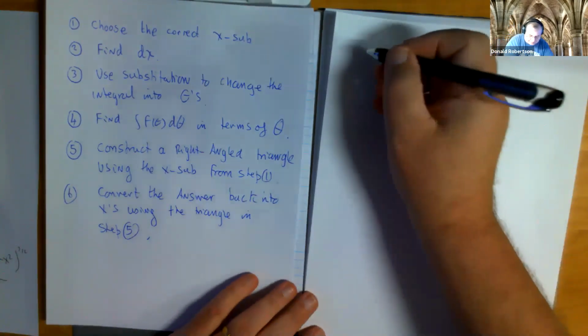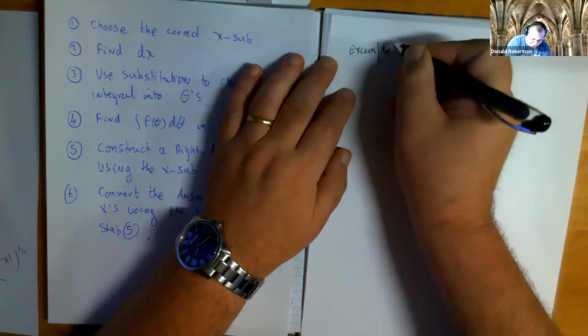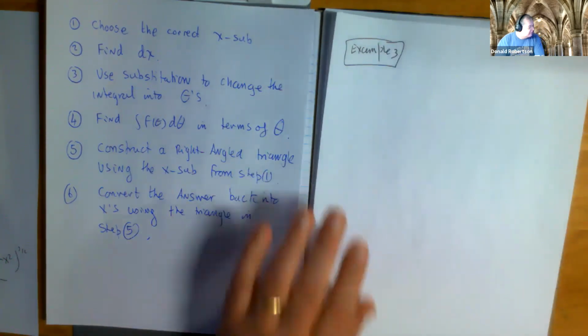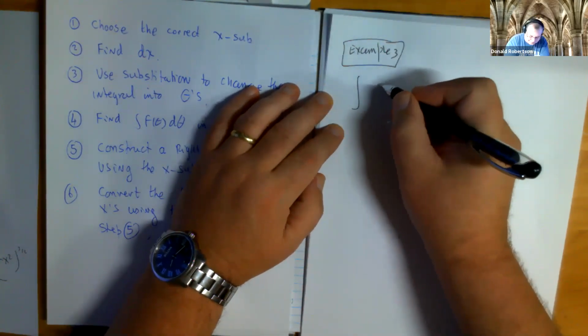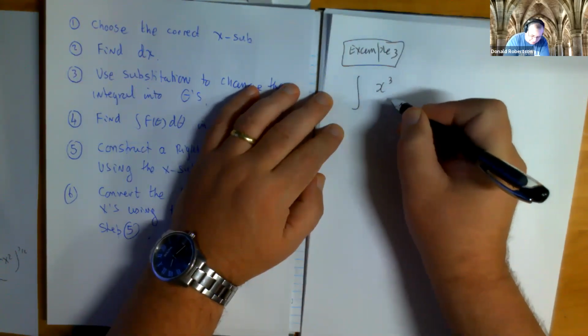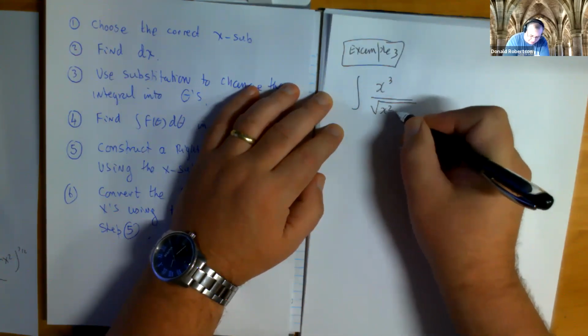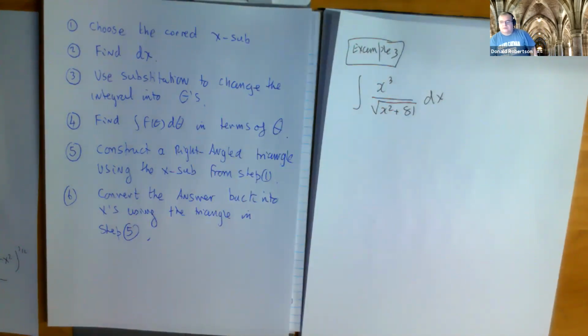Some of you have kind of figured it out already. So here's my first example. Actually, I'll call it example 3 because it's question 3. And it looks like this: x cubed over the square root of x squared plus 81 dx. So I've got my little shopping list. We're going to put this shopping list together and see what it comes up with.